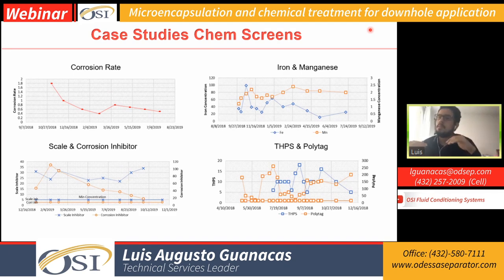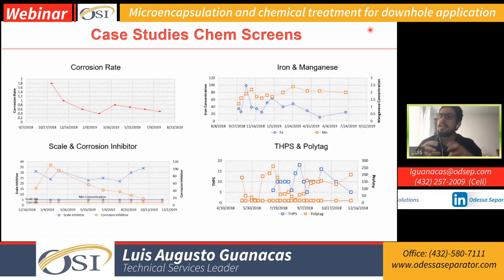One of the places where the iron is going could be an inorganic reaction with sulfides or carbonate. So I could be having calcium carbonate or iron sulfide on my wells. That's why we're going to talk about the THPS. For this specific operator and this specific project, we were using THPS, because, like Renzo explained before, it's my iron chelator.